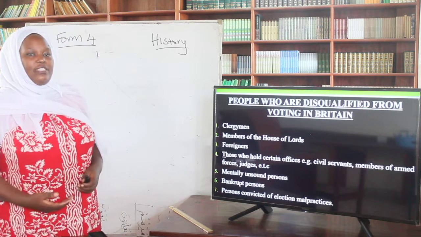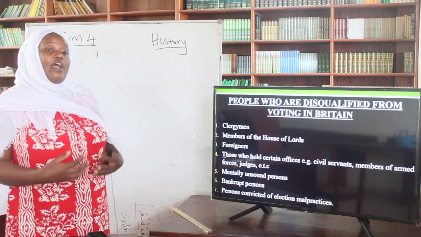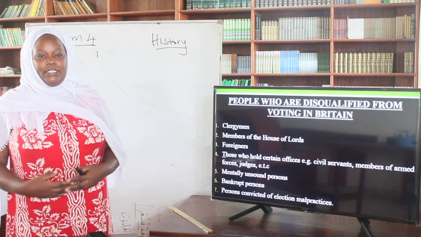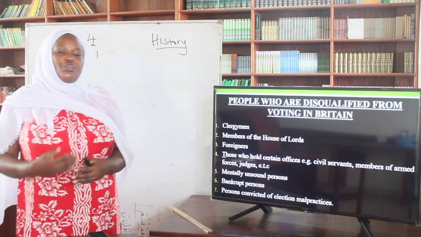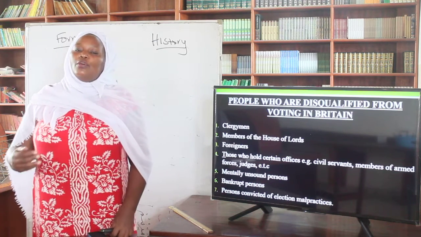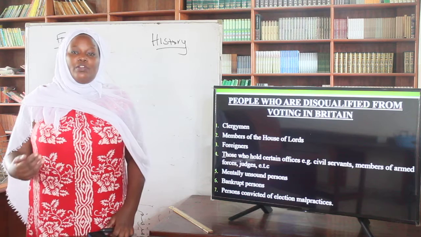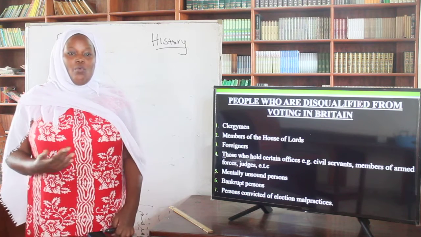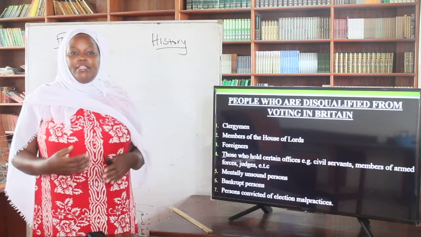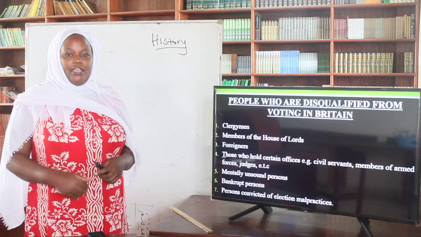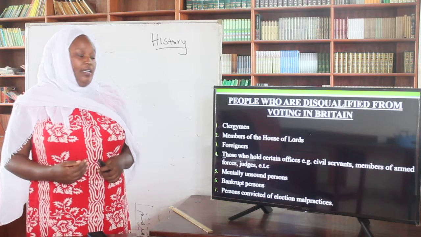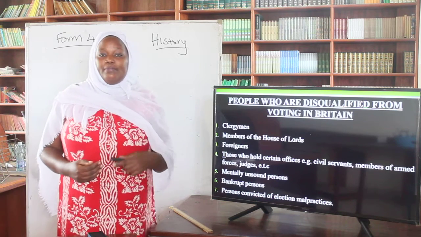So when you register, you are registering as a voter. There are qualifications that you must meet in Britain, just like here in Kenya. So there are those people who are not allowed to vote, and we call them the disqualified. One, they are the clergymen. Clergymen are the leaders of the Church of England, and they are not allowed to vote in Britain.